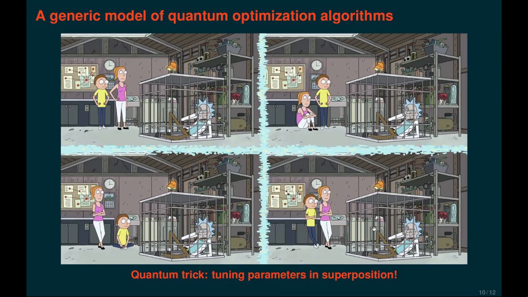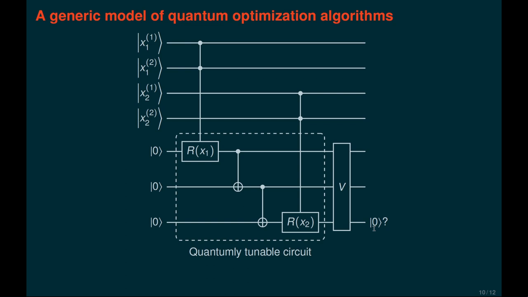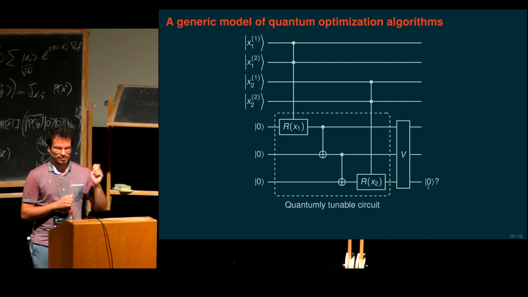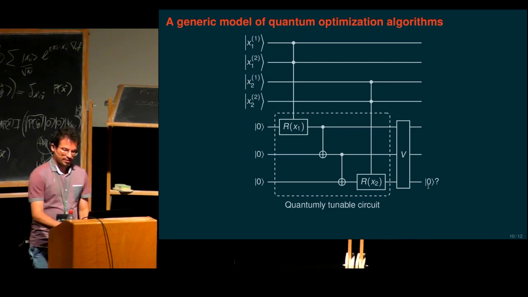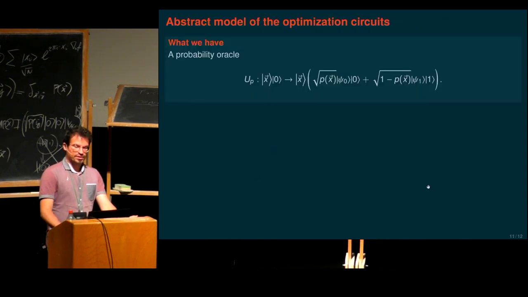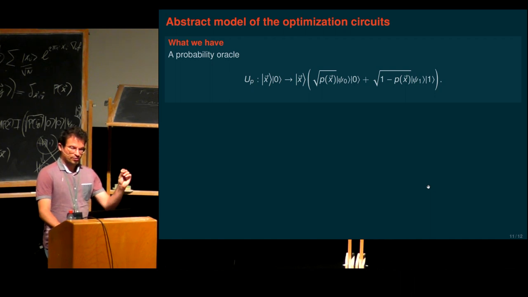And now the trick is that you want to tune your parameters in superposition. This is not something people do today, but in the long run, maybe you want to do that. So imagine that your parameterized rotations and other gates would be now controlled by some qubits that describe the value. And with respect to these qubits, you could compute the gradient of this objective value. And that, once again, can be modeled as a probability oracle. So basically, given your parameters for your ansatz circuit, you get a probability outcome for zero, which you want to optimize by computing the gradient and adjusting your parameters.